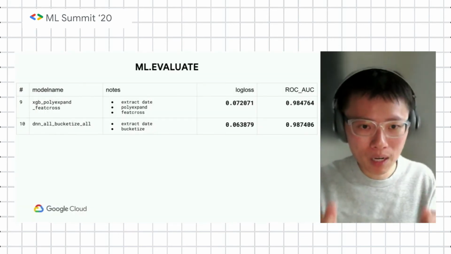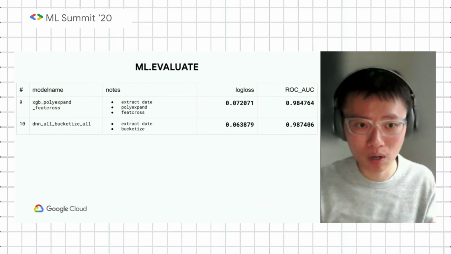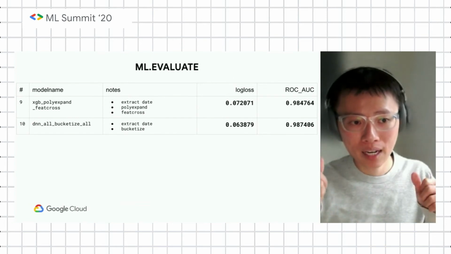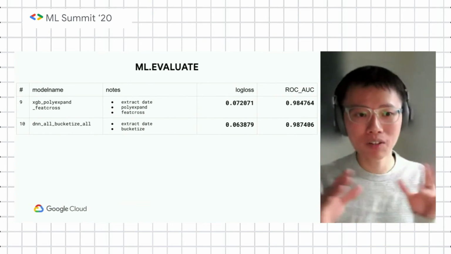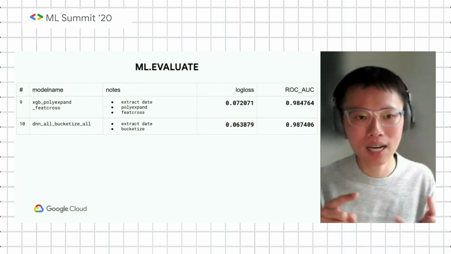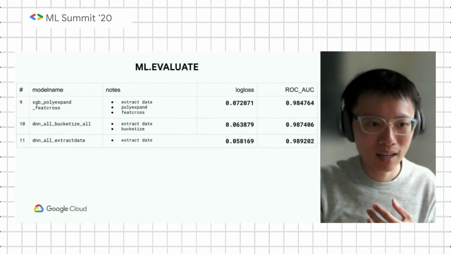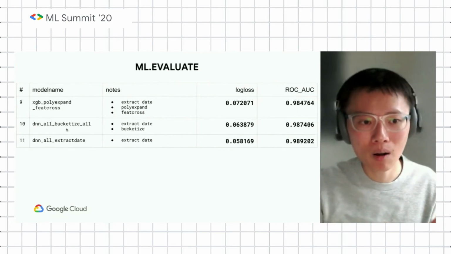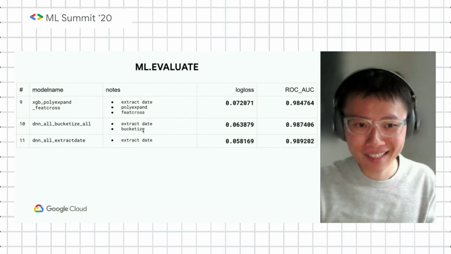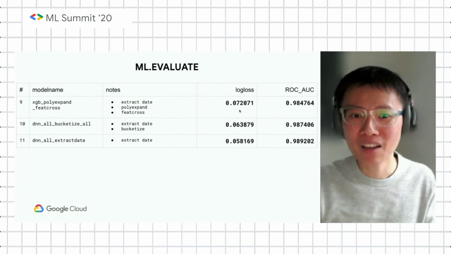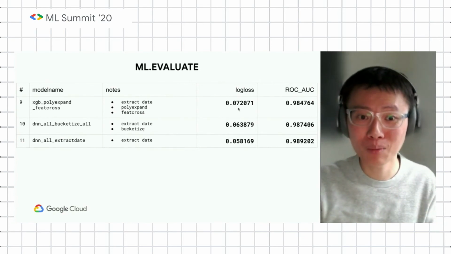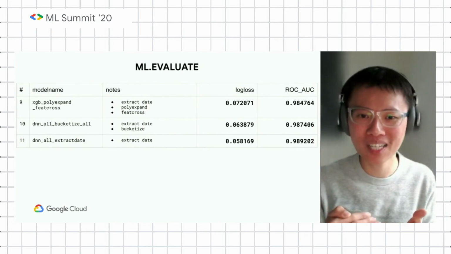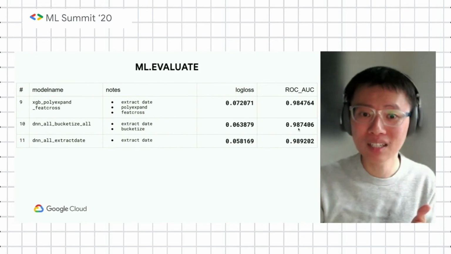We have the previous best score from XGBoost at the very first row, where we did extract date, polynomial expand, and feature cross. For the next one, I tried all the different combinations that we've covered so far, bucketize, n-grams, and so on, and here I'm listing all of them out. In row number 10, DNN all, bucketize all, I've extracted the date and also bucketized them. That's further reduced our log loss from 0.07. Now it's crossed that extra threshold to 0.06, and the ROC AUC has increased yet again.